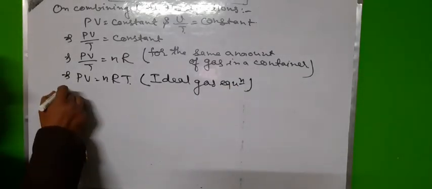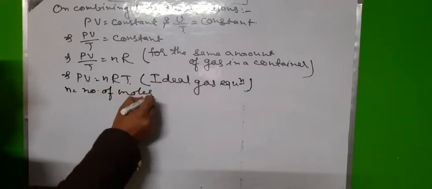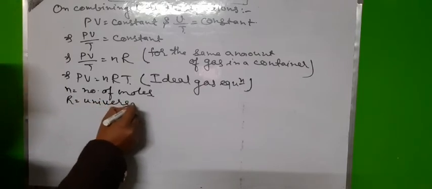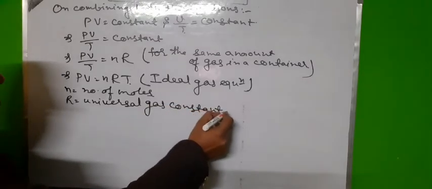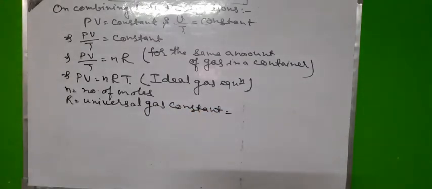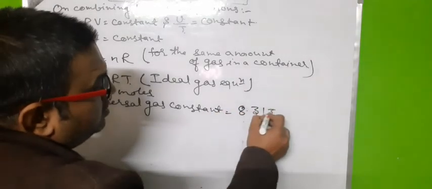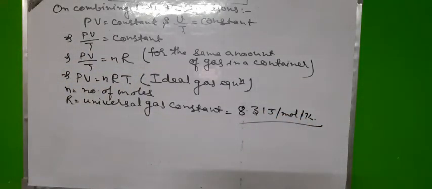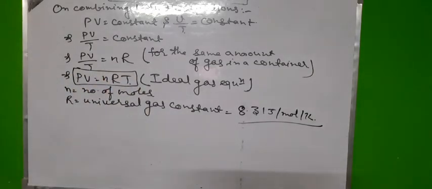where n is equal to the number of moles, and R is equal to the universal gas constant, and this value of the universal gas constant is 8.31 joule per mole per Kelvin. So from here we get the ideal gas equation, and it is equal to PV is equal to nRT.